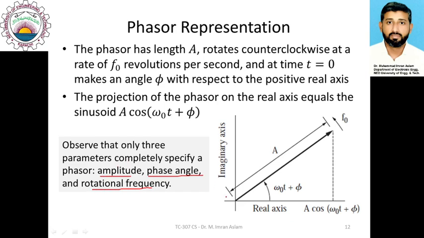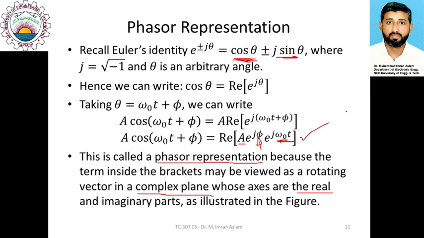The amplitude is represented by the length of this vector, the phase angle is represented by this angle from the real axis, and the rotational frequency is generally represented by an arrow showing that it's rotating in the counterclockwise direction with a certain frequency. So this is another representation, and if you look at it, you would see that it's a complex domain representation, which is sometimes very helpful in analysis as well.